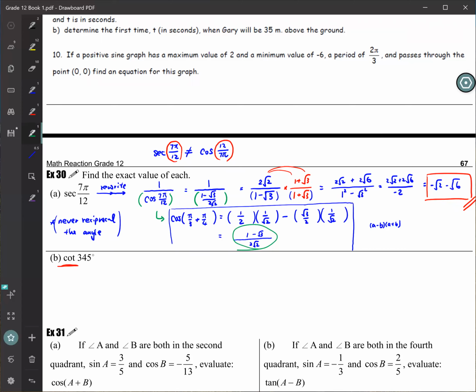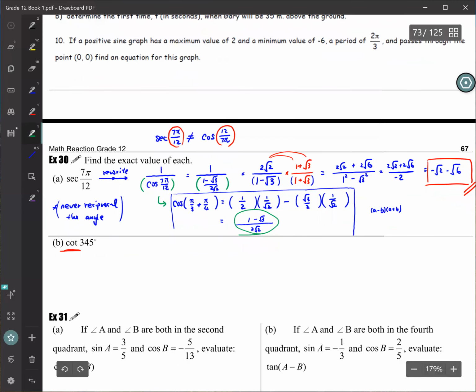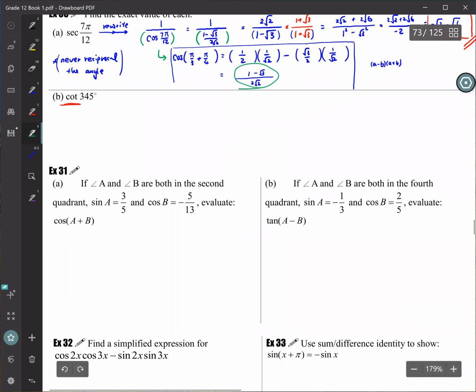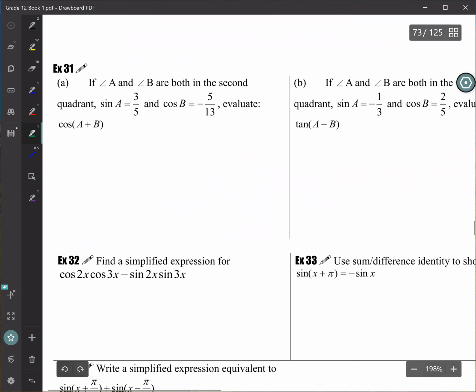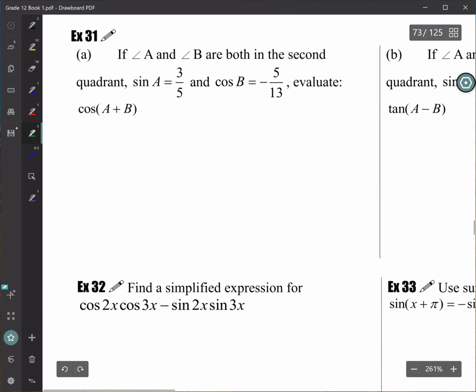I want to look at question 31 now. Any question about question 30? Are we all good? Okay, because you will get practice for something like this. It could be secant, cosecant, or cotangent, right? So you can look at this example as a reference, okay? How to do this. Right, let's look at 31. Okay, so this one is a bit different now.